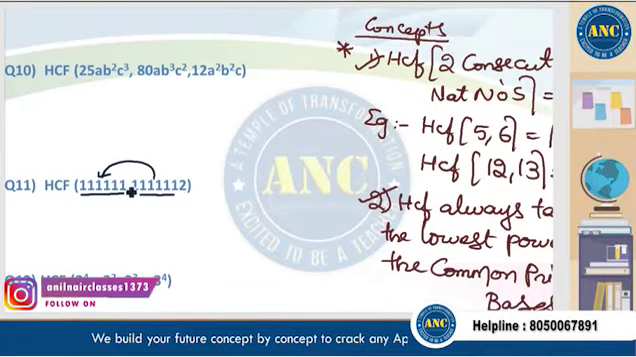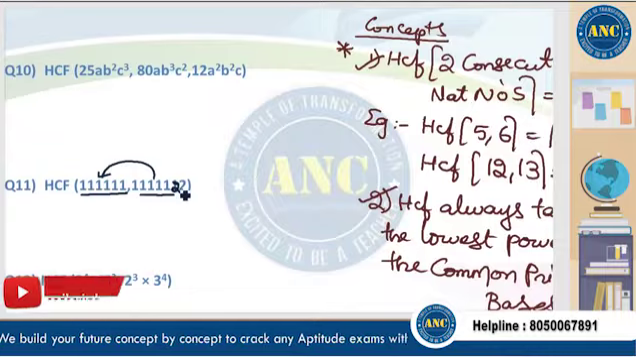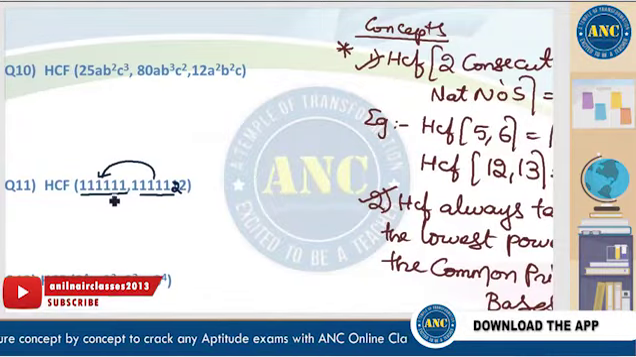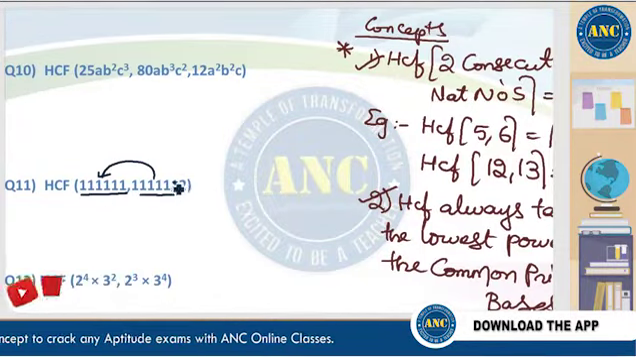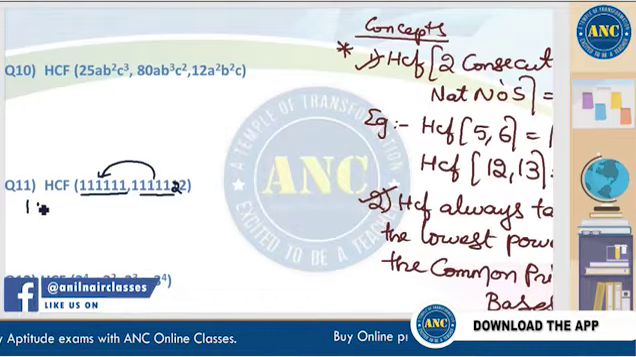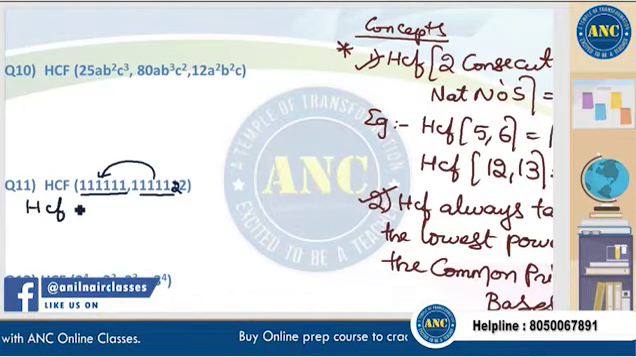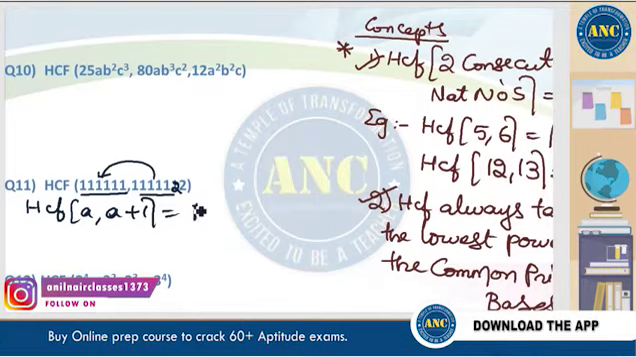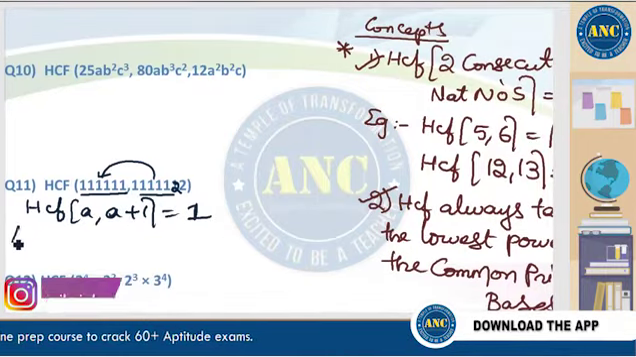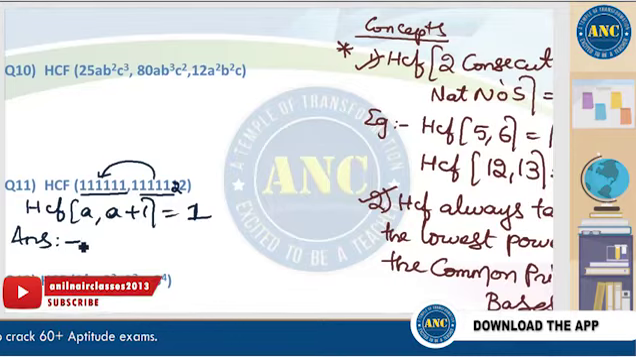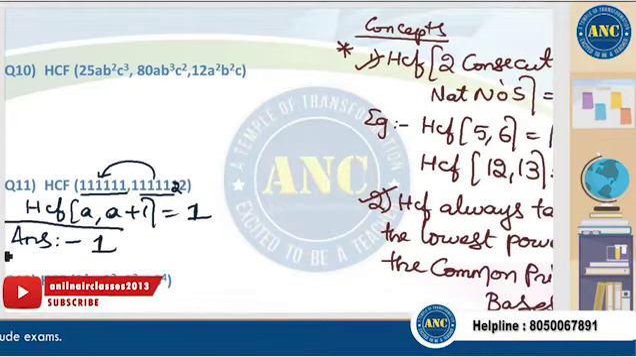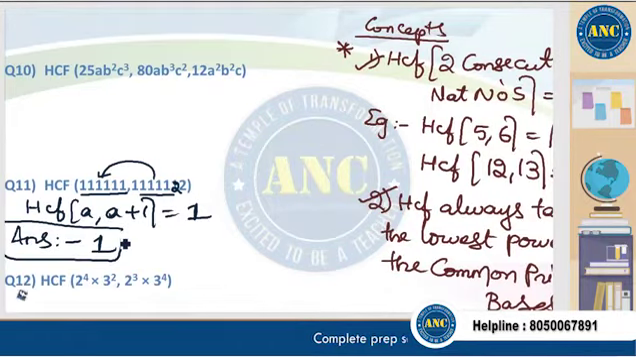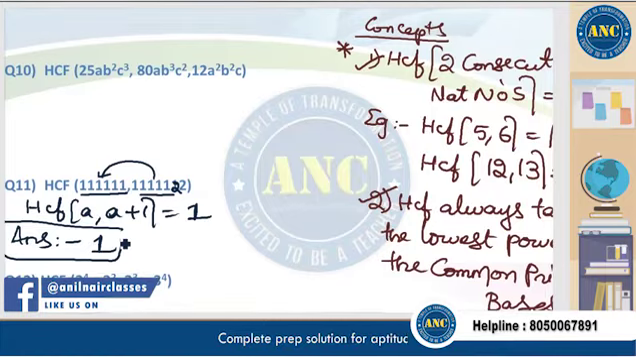1, 2, 3, 4, 5, 6. These are nothing but 5 ones ending with 2. These both are 2 consecutive numbers, with an additional 1 written. HCF of A, A plus 1 is always 1. HCF of consecutive natural numbers is always 1. The answer for this question is 1.